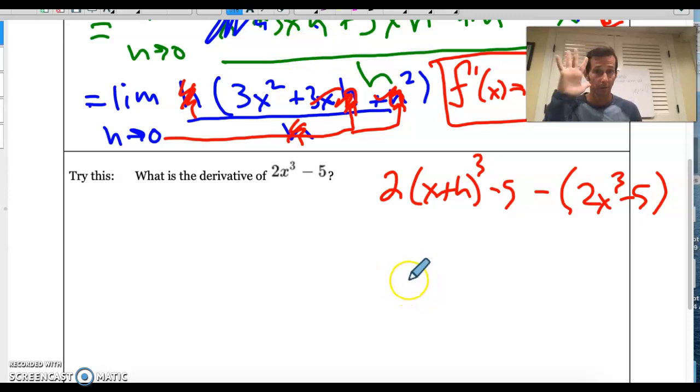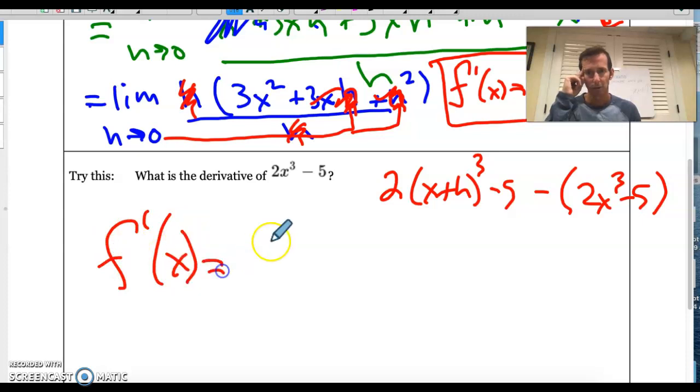Pause, actually, sorry, pause video. Okay, should have done it. Shouldn't have taken you as long as the square root one. And here's how fast I can do it with just understanding a pattern. That derivative is 6x squared. That's what you should have gotten.